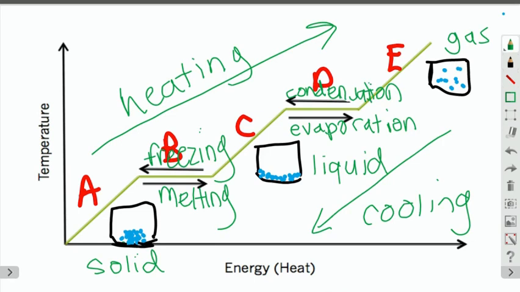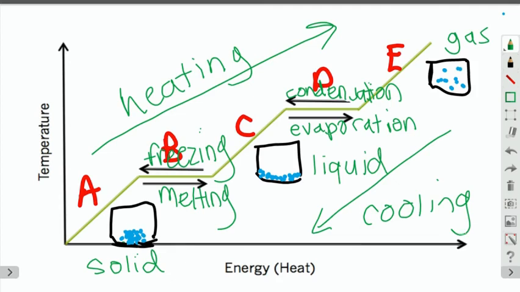Condensation. So going from A to E and E to A, that would be deposition and sublimation. I'm not going to make you write that on this diagram.